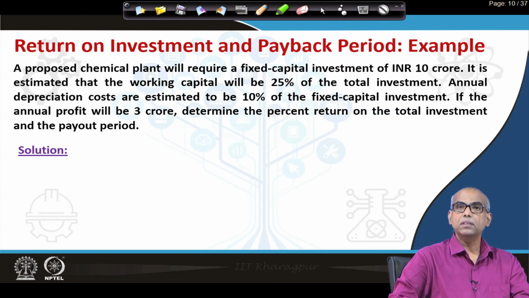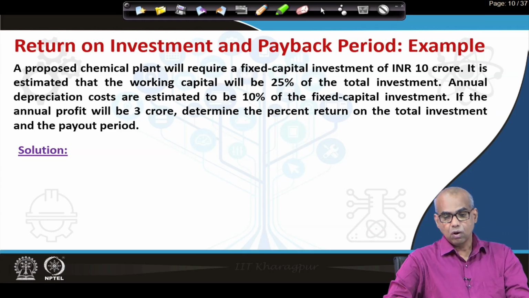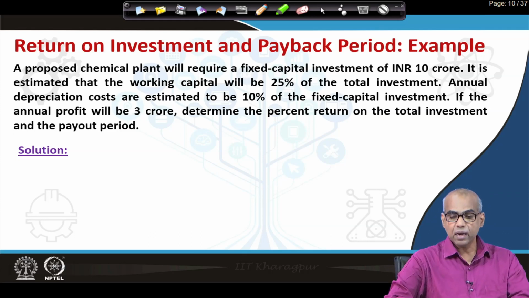Now, let us take an example on the return on investment and payback period. A proposed chemical plant will require a fixed capital investment of rupees 10 crore. It is estimated that the working capital will be 25% of the total investment. Annual depreciation costs are estimated to be 10% of the fixed capital investment. If the annual profit will be 3 crore, determine the percent return on the total investment and the payout period.